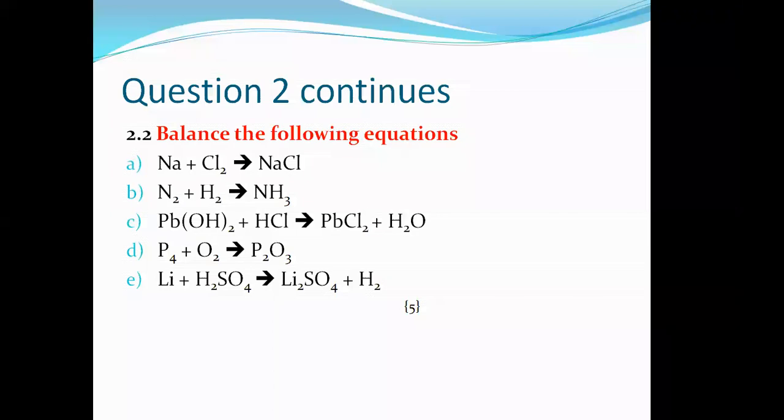Na plus Cl2 gives NaCl. N2 plus H2 gives NH3. Pb(OH)2 plus HCl gives PbCl2 plus H2O. P4 plus O2 gives P2O3. Li2SO4 plus H2. You just need to balance. Remember to count the elements or the molecules on both sides to see if the equation is balanced.